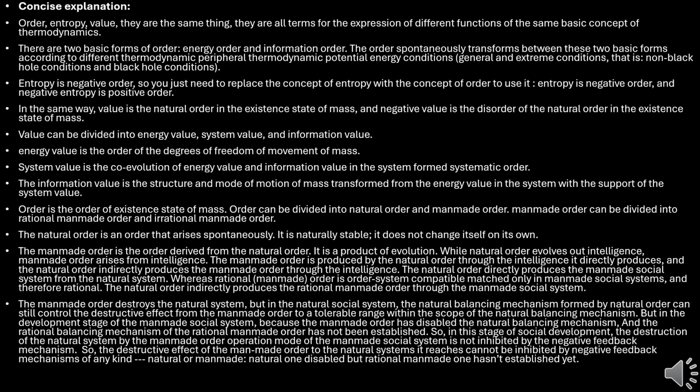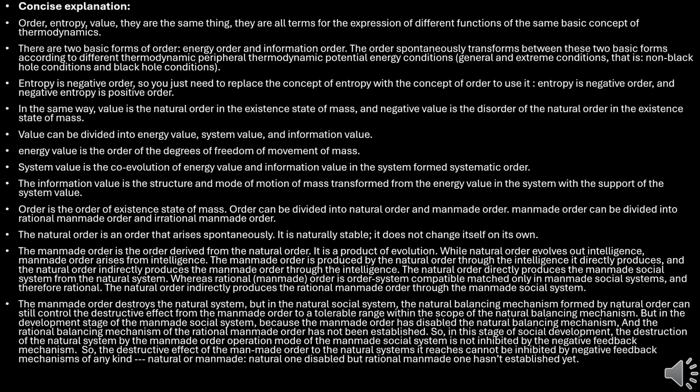Value can be divided into energy value, system value, and information value. Energy value is the order of the degrees of freedom of movement of mass. System value is the coevolution of energy value and information value in the system-formed systematic order. The information value is the structure and mode of motion of mass transformed from the energy value in the system with the support of the system value.